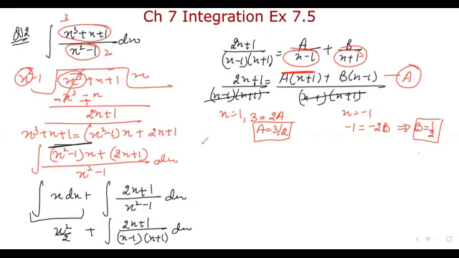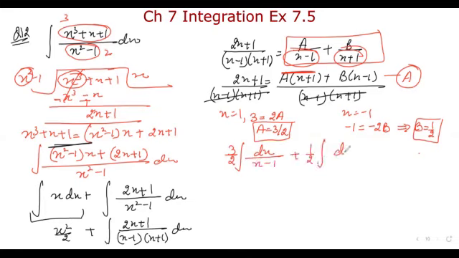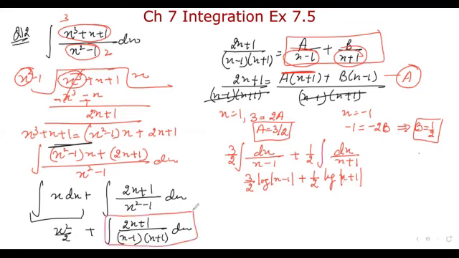So now here we will put and integrate. So A is 3/2 integral dx upon x minus 1 plus 1 by 2 integral dx upon x plus 1. So this is 3 by 2 integration is log x minus 1 plus 1 by 2 log x plus 1. So this is the integration. So we will put the value of this integral here. This is suppose equation number 1.